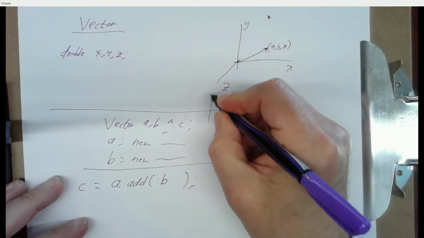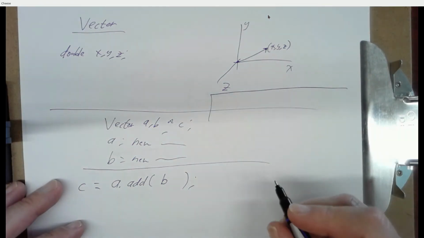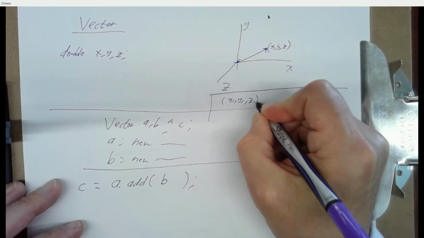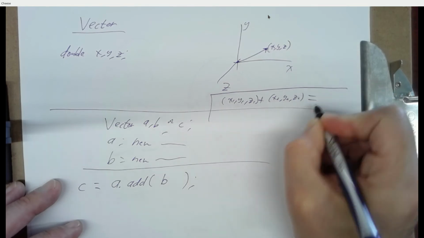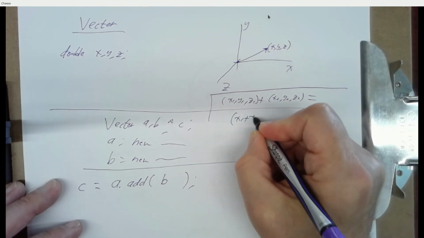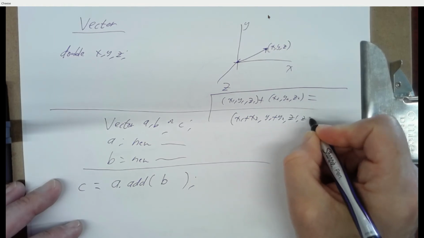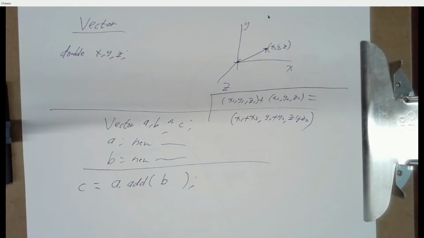Okay, so here's the crash course linear algebra. How do we add two vectors? So x1, y1, z1 plus x2, y2, z2 should give us x1 plus x2, y1 plus y2, z1 plus z2. That's the end of our linear algebra lesson. If you want to add two vectors, just add each pair of components.